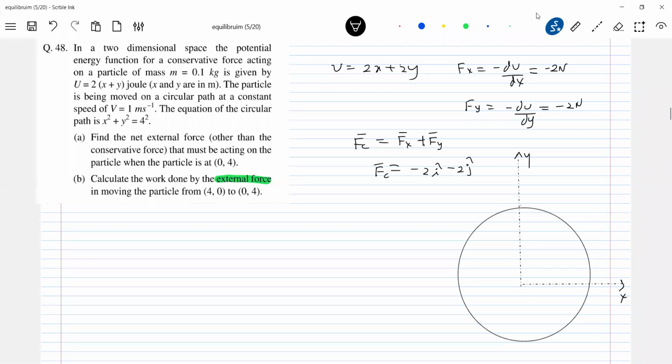This particle is of mass m. It is moved in a circular path with a constant speed, v equal to 1 meter per second. So directly, what is the centripetal force acting on it? Let me write here, F centripetal. According to the definition, centripetal force should be equal to m v square by r.